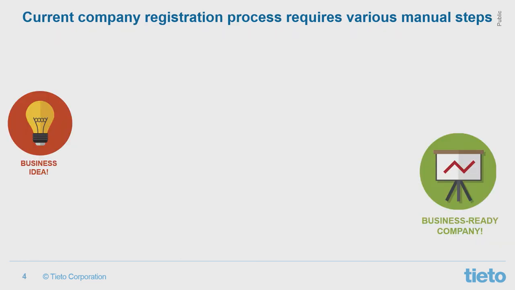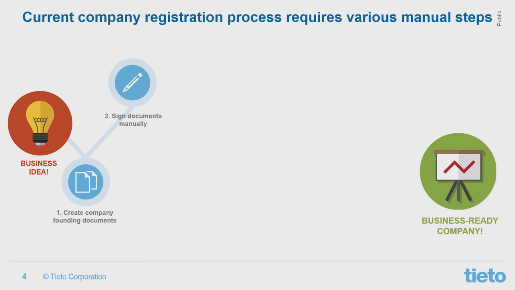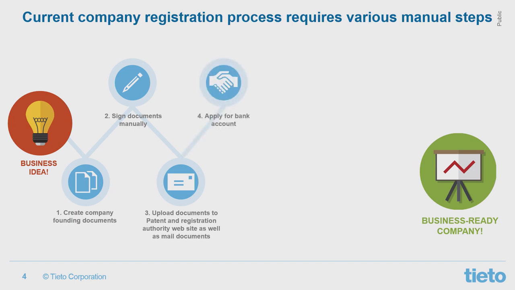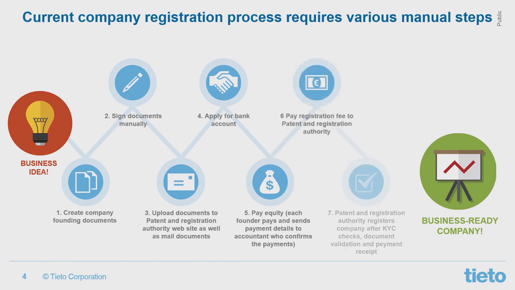So the current company registration process is quite complex. You have a lot of manual steps. You have to create the founding documents, sign those documents manually or digitally, depending on where you're doing that. Upload those documents, apply for bank accounts, pay equity from each shareholder, and then bring the receipts of those equity payments to accountants, and then pay the registration fees, etc., etc. So a lot of different manual steps need to happen.